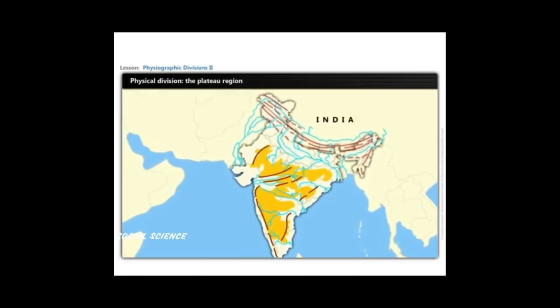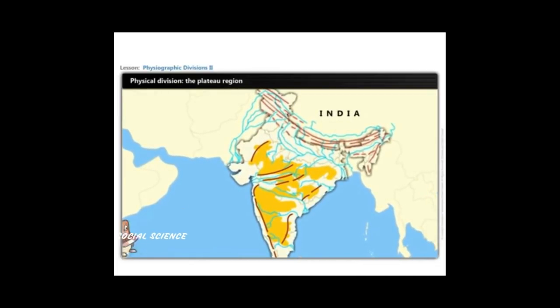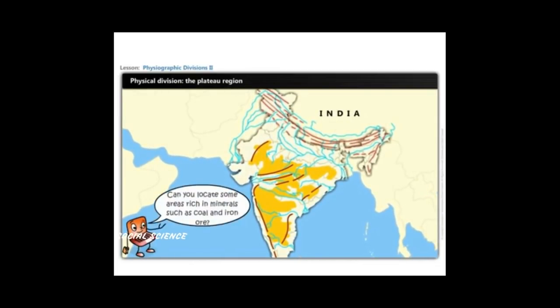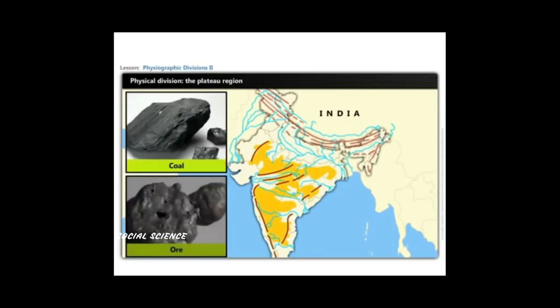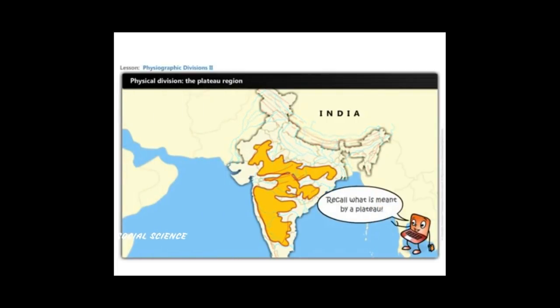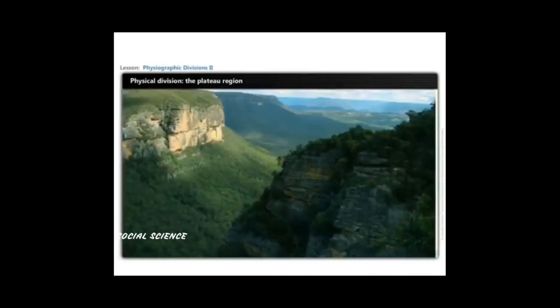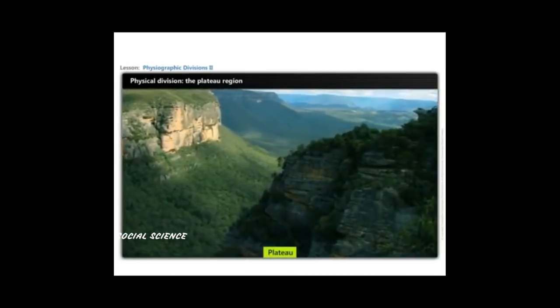Have a look at the map of our country. Can you locate some areas rich in minerals such as coal and iron ore? Some parts of the oldest landform in India, the Plateau region, is rich in various mineral resources. Recall what is meant by a plateau. Plateau is an elevated upland or tableland.